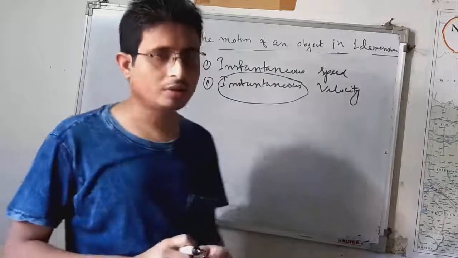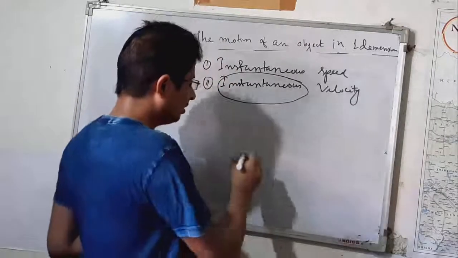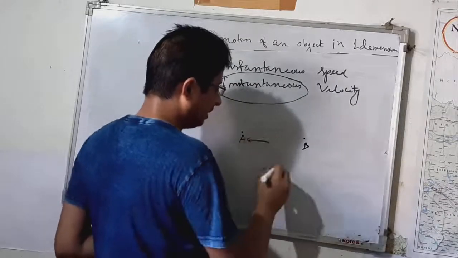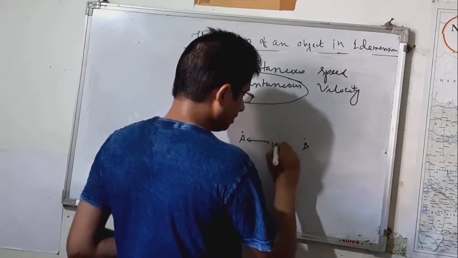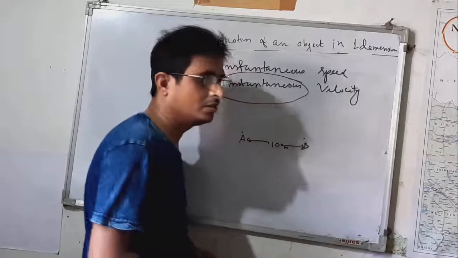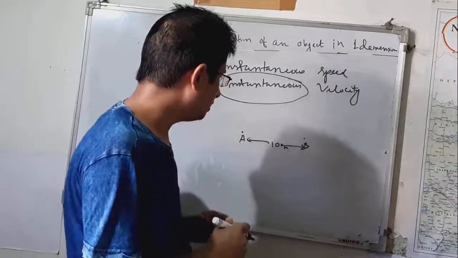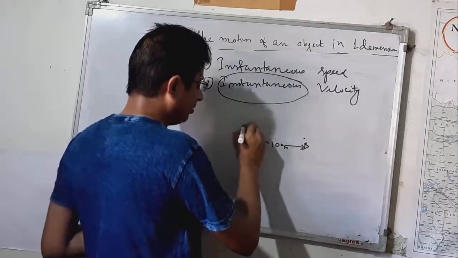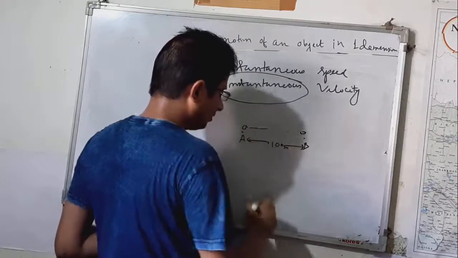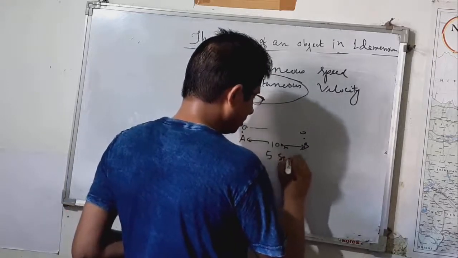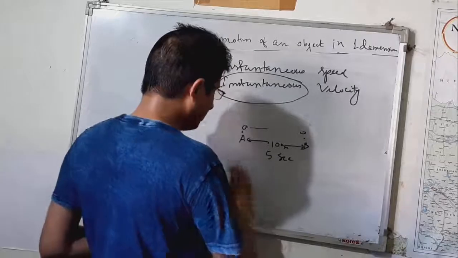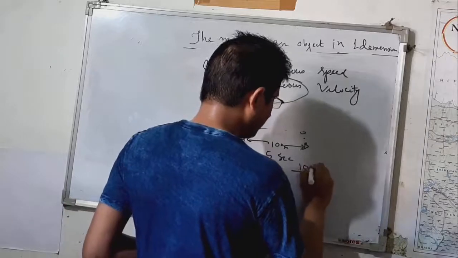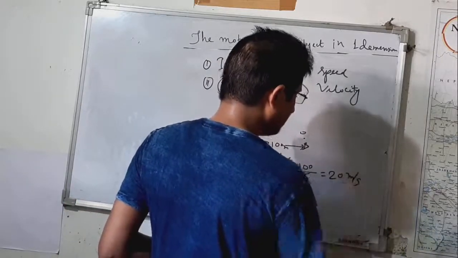Look, suppose an object is moving from point A to point B. Suppose the distance between point A and B is 100 meter, and the time taken by the object to move from this point to this point is 5 seconds. Now the average velocity here is 100 by 5, which is 20 meter per second.